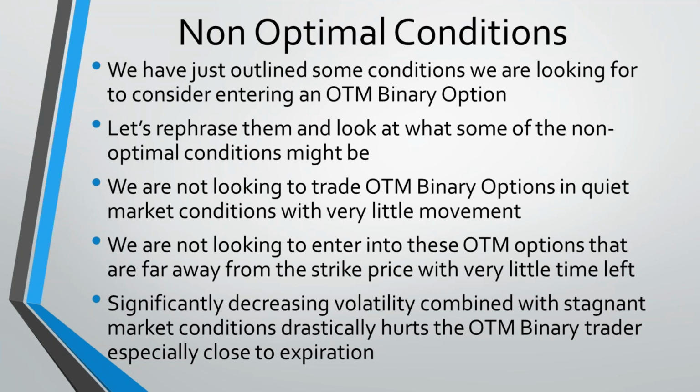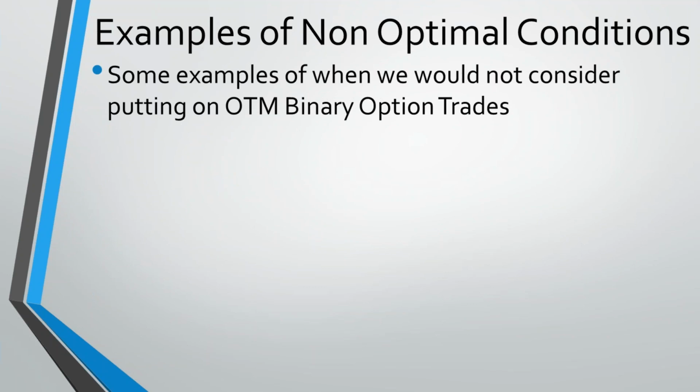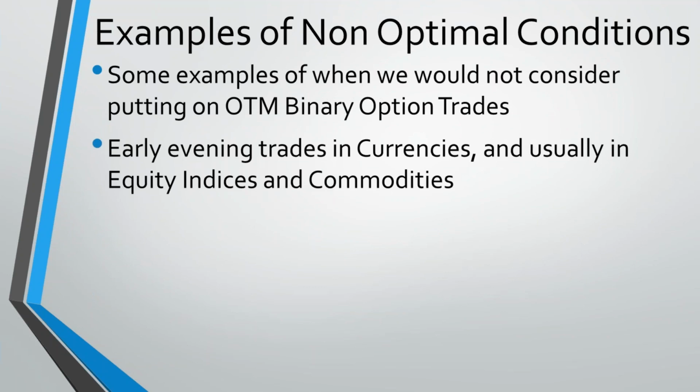Significantly decreasing volatility combined with stagnant market conditions drastically hurts the out-of-the-money binary trader, especially close to expiration. So what are some examples? Early evening trades in currencies, and usually in equity indices and commodities. Why? They're very stagnant conditions.